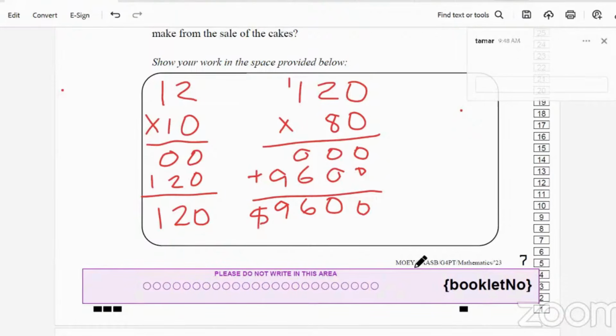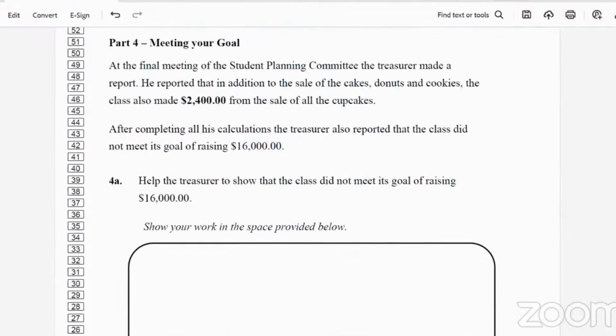All right, so let's get to the next question. Part 4. All right, meeting your goal. At the final meeting of the student planning committee, the treasurer made a report. He reported that in addition to the sale of the cakes, donuts, and cookies, the class also made $2,400 from the sale of all the cupcakes.